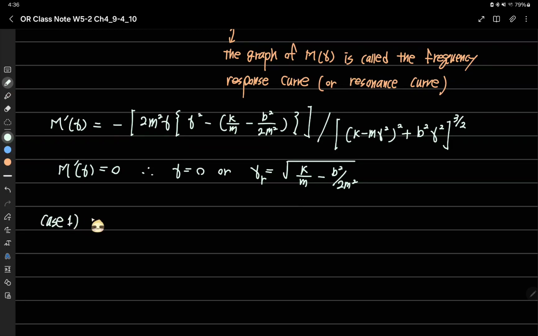Case one: b squared is greater than or equal to 2mk. What does that mean? Since b squared is greater than or equal to 4mk, this means the system is over damped or critically damped. So this means the two cases, over damped and critically damped.